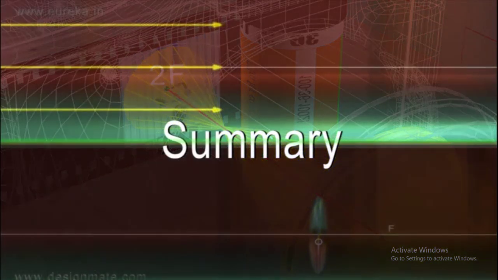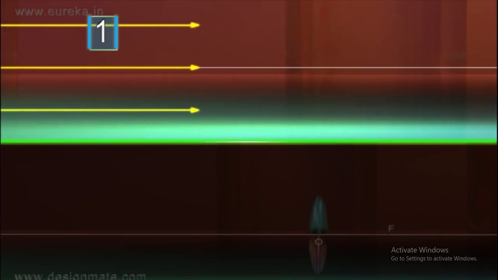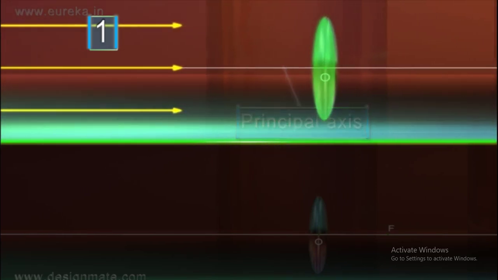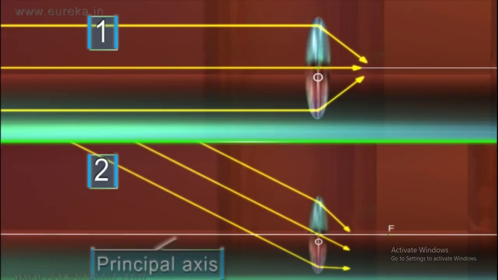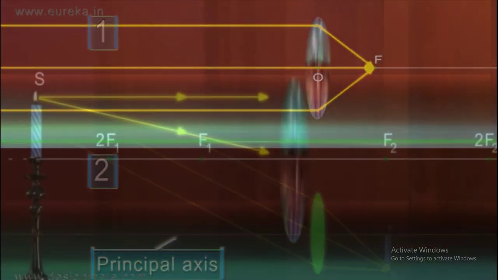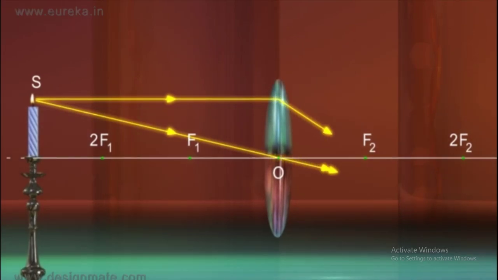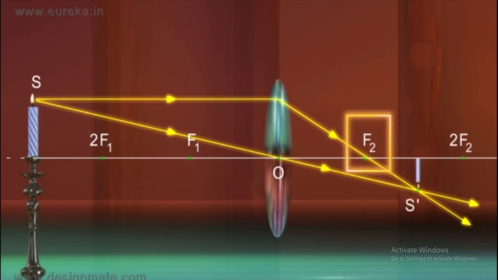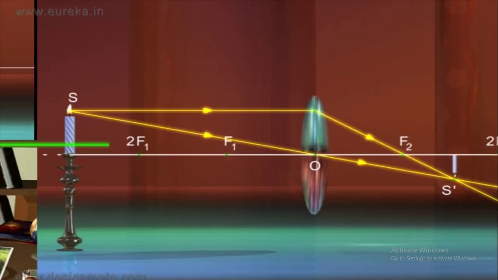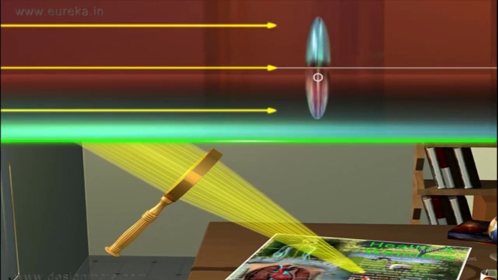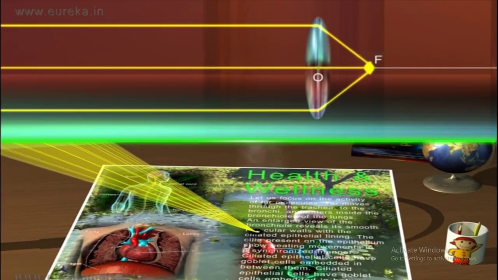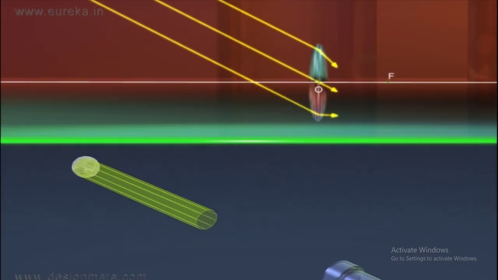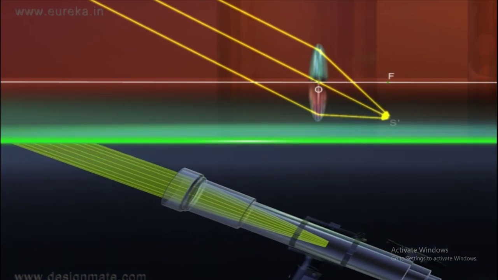Thus, we have studied how an object kept at different positions with respect to a convex lens produces different types of images. We have also understood how these image formations can be applied to practical purposes using various optical instruments like burning glass, astronomical telescope, camera.